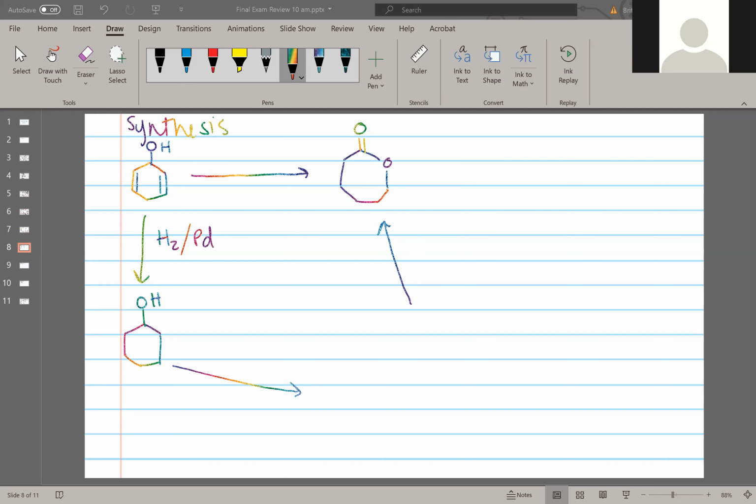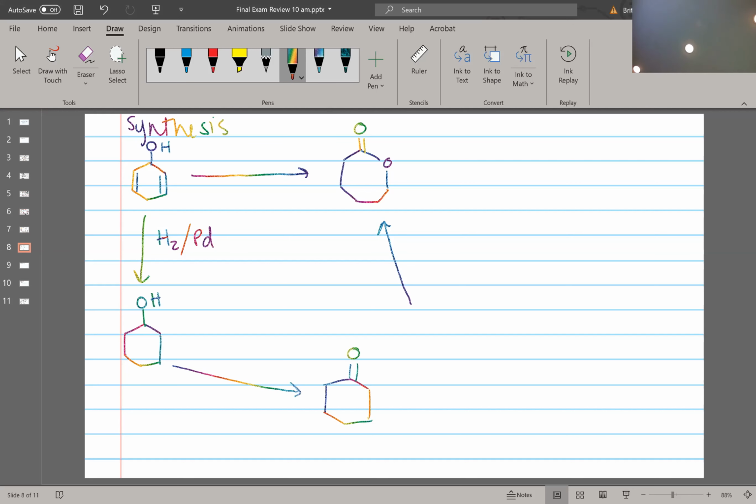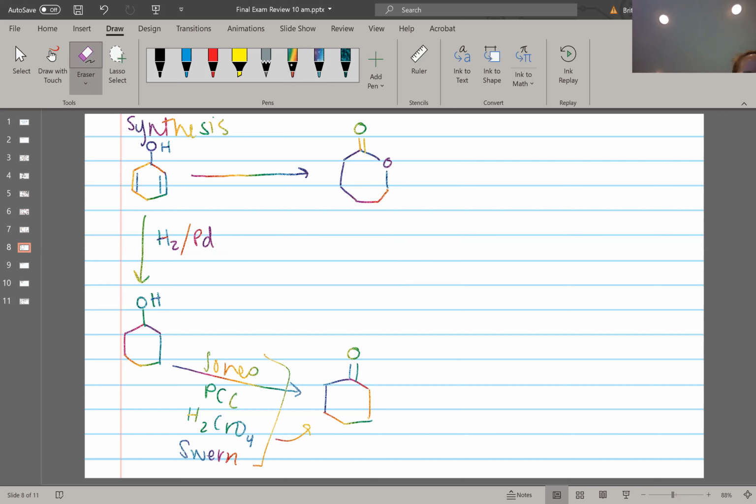A ketone? Right. So any oxidant, you could do Jones, you could do PCC, you could do chromic acid if you wanted. You could use the Swern oxidation. I'm trying to remember all the ones that we use. I can't think of all of them, but any of those would give you the ketone. And then the ketone can actually be converted to the ester in one step.